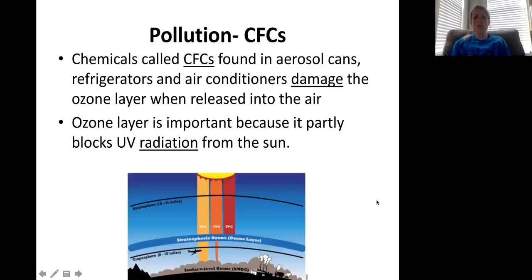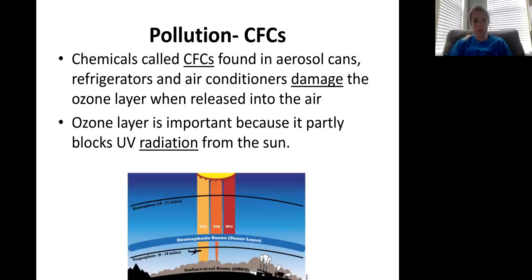CFCs. I don't know if any of you have ever used aerosol cans, like hairspray, or I have a problem using a lot of dry shampoo because I'm lazy. Anything like Febreze sprays or anything like that, CFCs are going to be released, and what happens is they put holes into the ozone layer. So if you look down here at my picture, this is our ozone layer, and what it does is block UV radiation from the sun. This is like our protection zone right here. And when we release these CFCs, we put holes into this, and so the sun just radiates through.